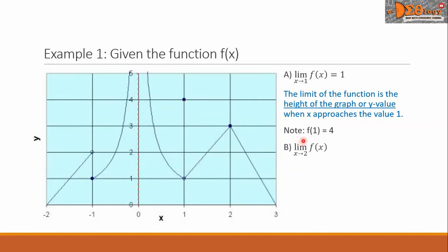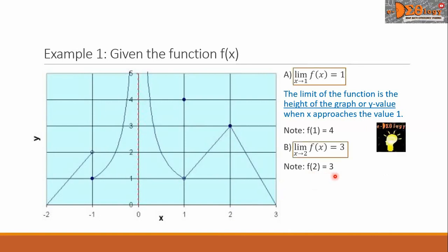Letter B, the limit of the function as x approaches 2. The number 2 value of x is here. Now let us observe the graph. It is coming to a value of y at this point, and the answer is 3. And we take note here the f of 2 is equal to 3. So these are the answers for example 1.